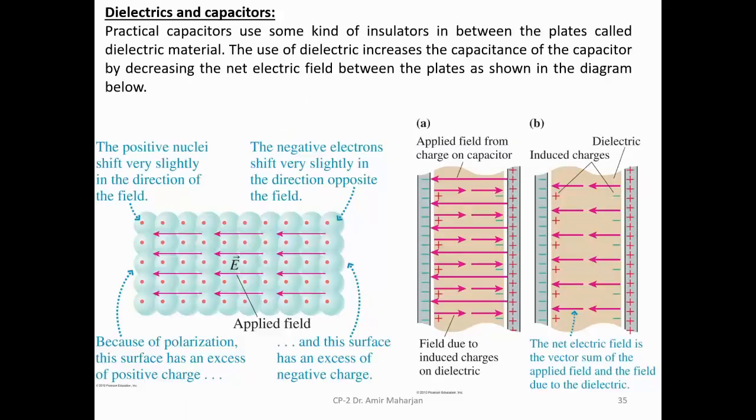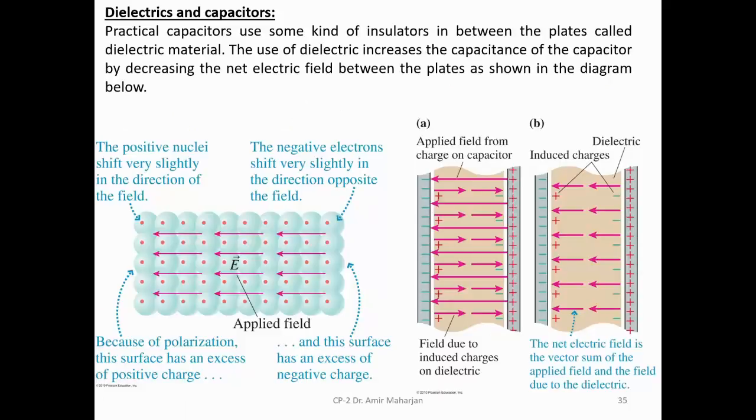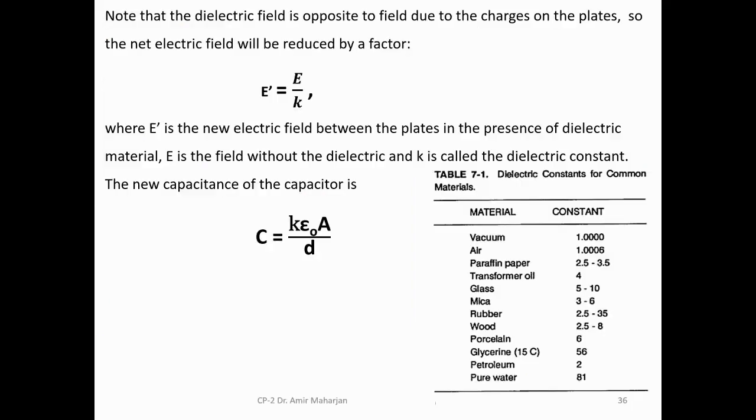Usually in real life, the two plates of a capacitor are separated by some insulators, and insulators are called dielectrics, right? The use of an insulator in between the capacitor plates increases the capacitance. Here's the brief reason: because of polarization, it develops its own opposite charge on each side, and it reduces the effective electric field between the two plates, and eventually it increases the charge holding capacity. It increases the capacitance.